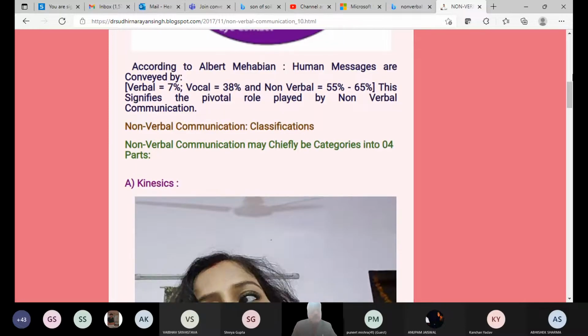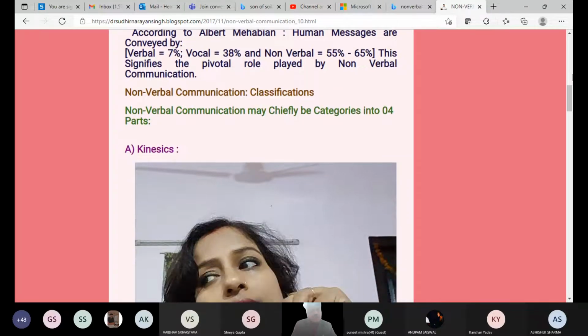Let us have a talk on the classification of non-verbal communication. When we talk of non-verbal communication, it may be classified into 4 parts. Later on, we will be adding 2 more parts, but right now we will be dealing with 4 parts in detail. So any one of you can read the first part. Is it visible to you on the screen?